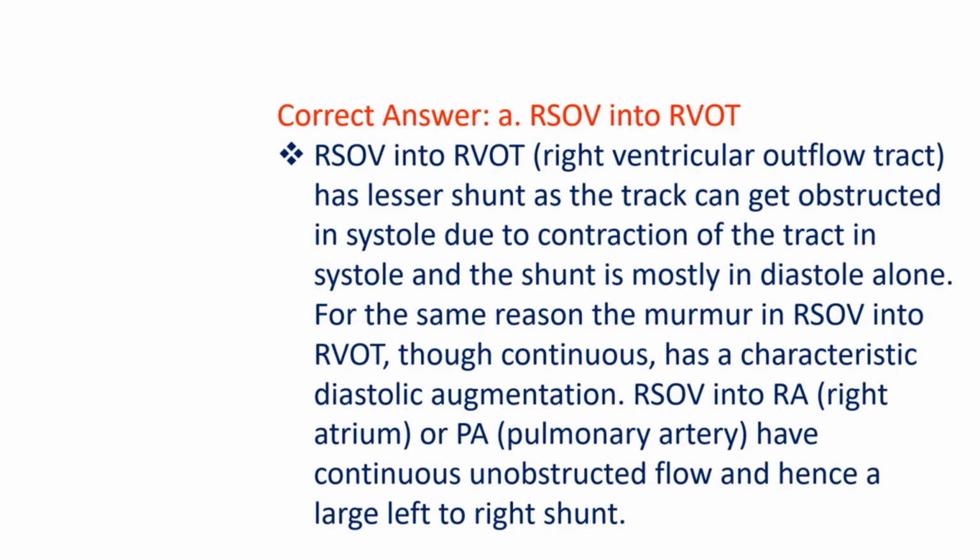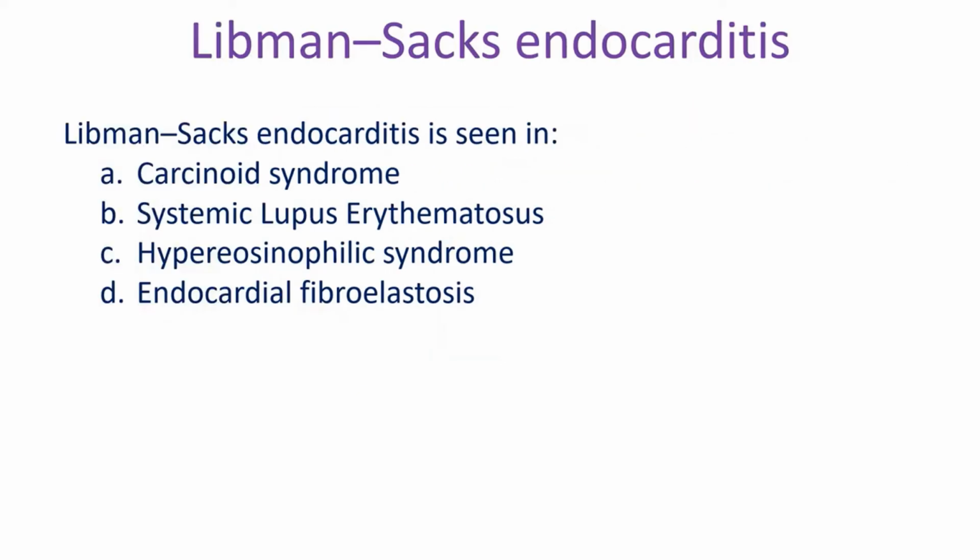For the same reason, the murmur in RSOV into RVOT, though continuous, has a characteristic diastolic augmentation. RSOV into right atrium or pulmonary artery have continuous unobstructed flow and hence a large left to right shunt.